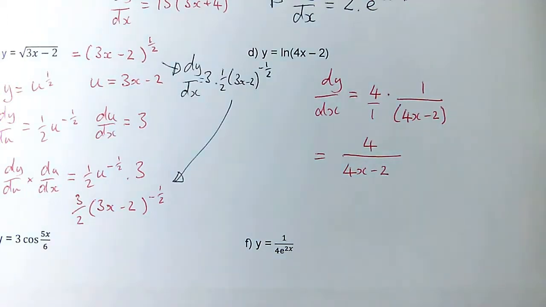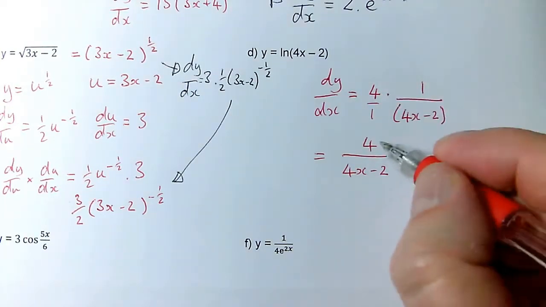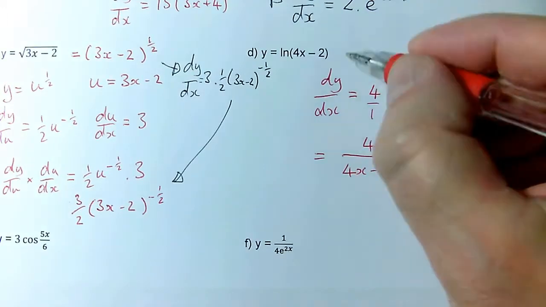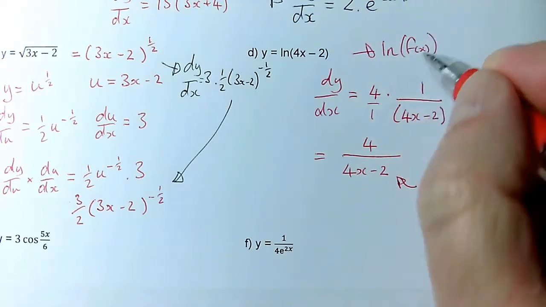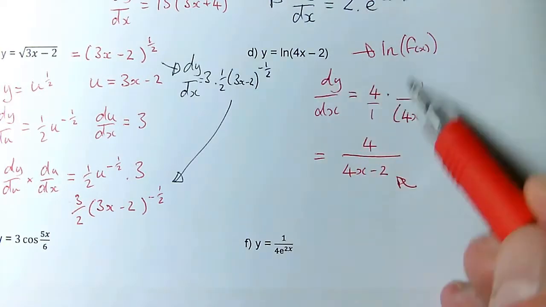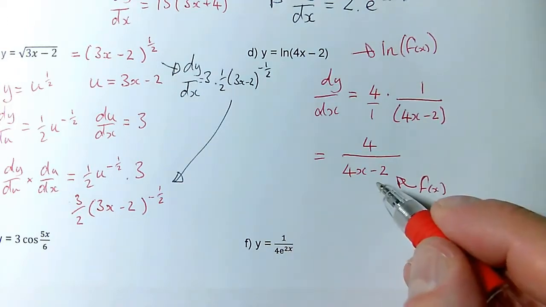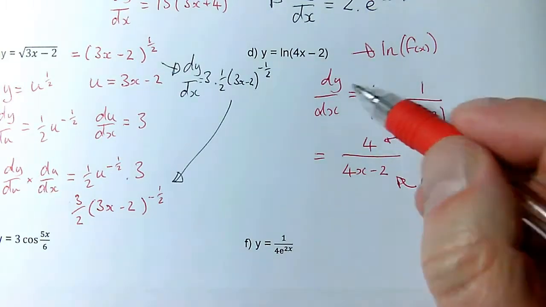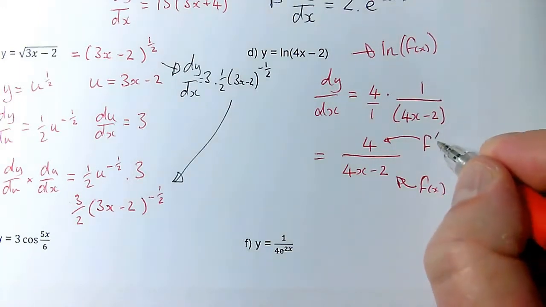But this illustrates the rule that I want you to use for differentiating logs, which is I get a fraction, and on the bottom of the fraction, I get the function that was inside the log. So if I call the thing inside the log f of x, so f of x is my 4x minus 2, it's my inside function. That inside function crops up again on the bottom of the fraction, so that is an f of x on the bottom of the fraction. And the top of the fraction, where did that 4 come from? Well, that 4 came from differentiating the bracket. So that is the derivative of f of x, which we call f dashed of x.